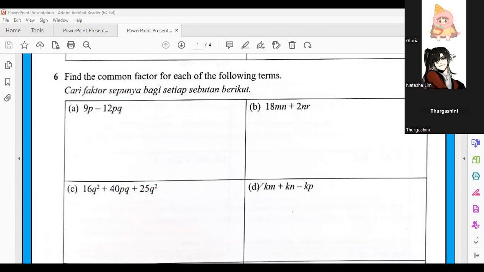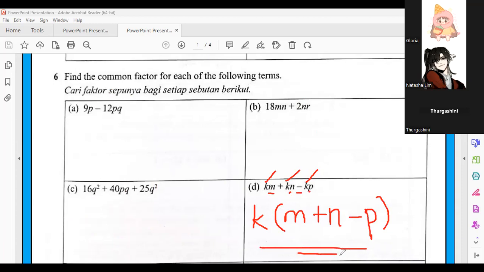All right. Let's do the next question. I have k, I have k, I have k. Can you see the pattern now? I take out my k. So I put my bracket. I have m. What is left is m plus n. I think hopefully you can give me your answers in the chat before I finish it up. Minus p. Do you see that?